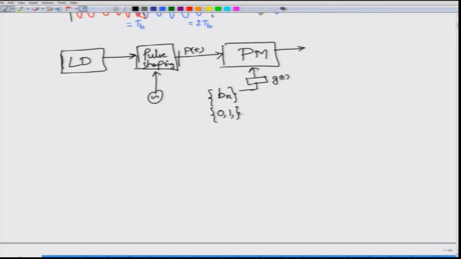Maybe I have switched p of t and g of t notations from the earlier module to this module. It is simply important to note that optical pulses are going in as input to the phase modulator, and there is an electrical pulse shaper which will take this b of n. It will also multiply it by a certain constant. You need to multiply this one by square root of 2 Es by Ts, or you can adjust the amplitude or adjust the power of the laser diode in order to get that power value of 2 Es by Ts. You can either adjust it by the laser diode, or by the bit sequence multiplication, it does not matter whichever way you do. What you get here is the BPSK signal.